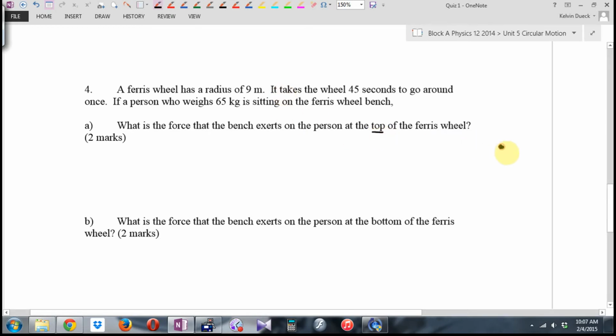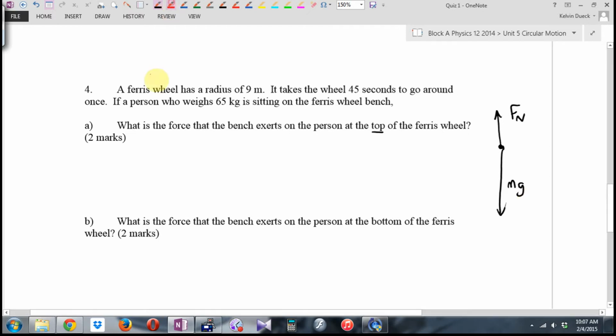So you know what? Here's my free body diagram. At the top, normal force is pushing up. Gravity down. Why did I draw gravity so much bigger? What path is this person tracing out? So where must the biggest net force be? Toward the center, and at the top, that's down.